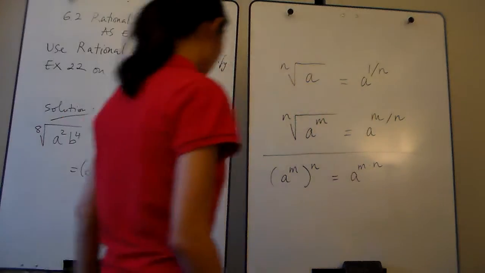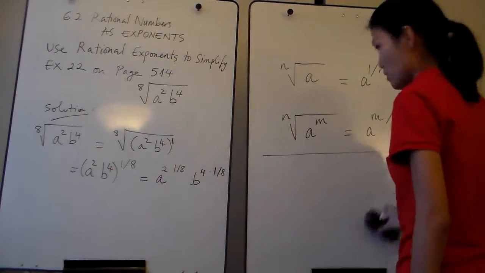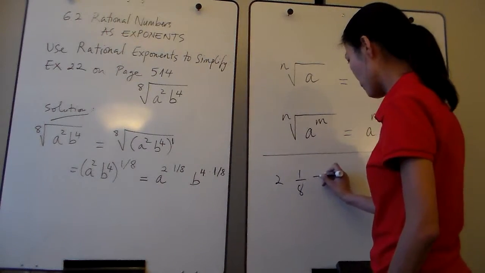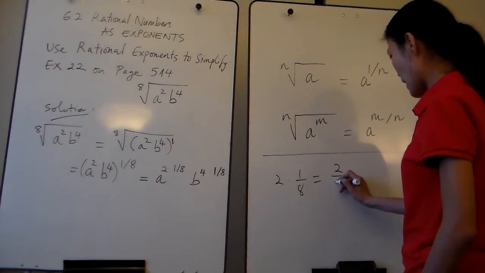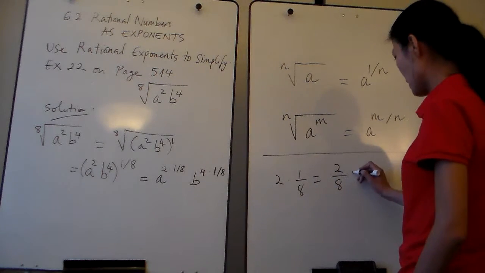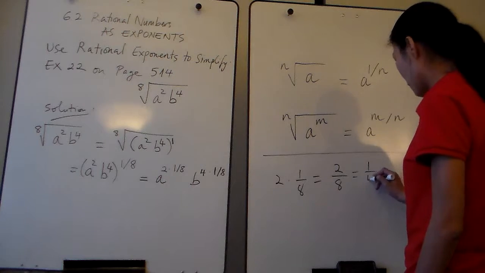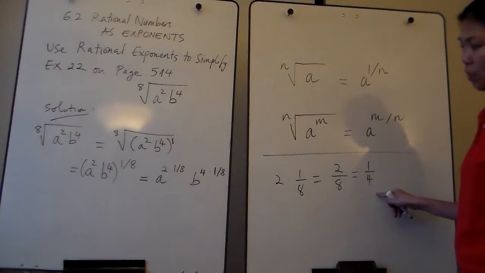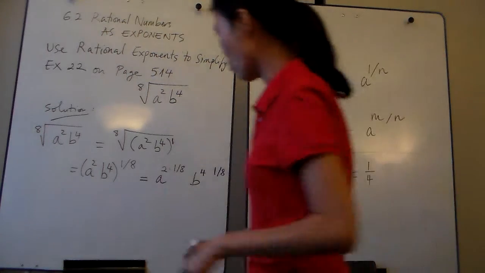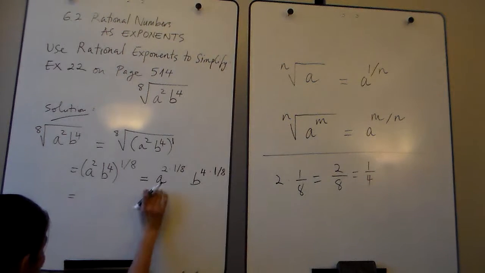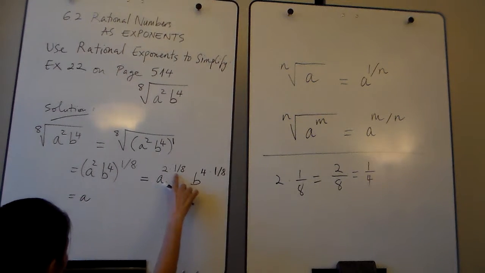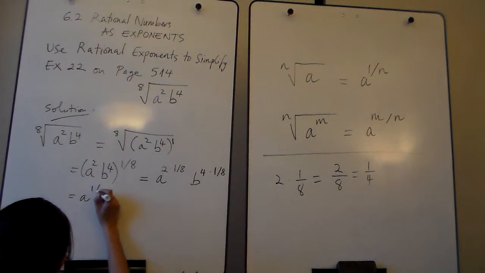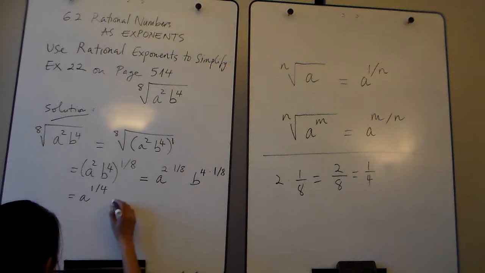Now let's simplify as much as possible. This product, 2 times 1 divided by n, you can simplify to 2 divided by n: 2 times 1 is 2, n goes here. Simplify further, we have 1 divided by 4. Take 2 divided by 2, you get 1. Take n divided by 2, you get 4. So the product of 2 times 1 over n is 1 divided by 4. So I can rewrite this as a to the 1/4, times b.